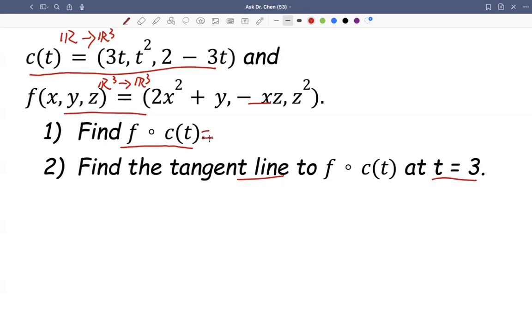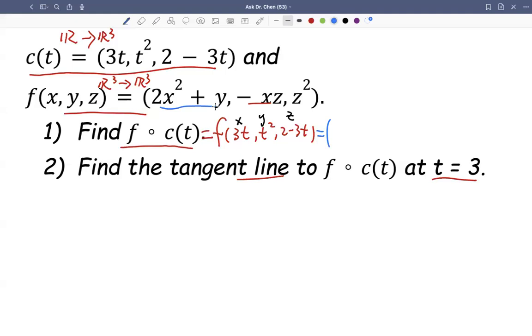Okay, let's do the first one first. So f takes c of t as input, where c of t is defined as 3t, t squared, 2 minus 3t, right? So this is our x value, this is y value, this is z value, because f takes x, y, z as input. So let's use blue color. So now we just have to plug in.